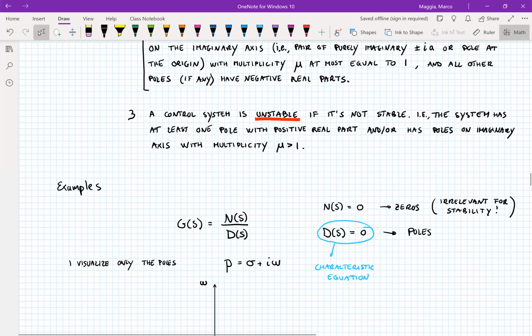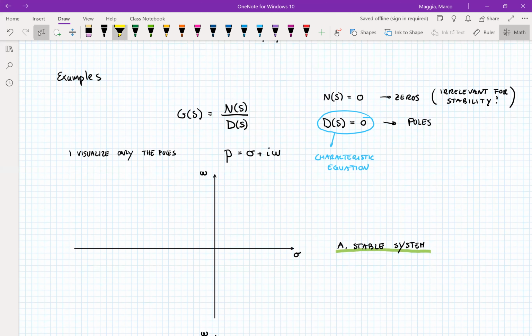Let's take a look at some examples. Once again, here's just a reminder that the poles are the roots of the characteristic equation. The characteristic equation is the denominator of the transfer function equated to 0. So let's visualize examples of, for instance, an asymptotically or simply a stable system. A stable system can have poles like so. All of them lie on the left-hand side of the S-plane. None of them are on the imaginary axis nor on the right-hand side of the plane. So the system is a stable system.